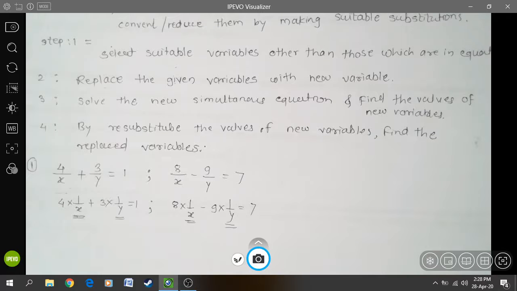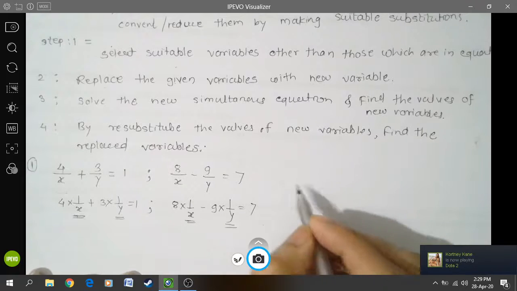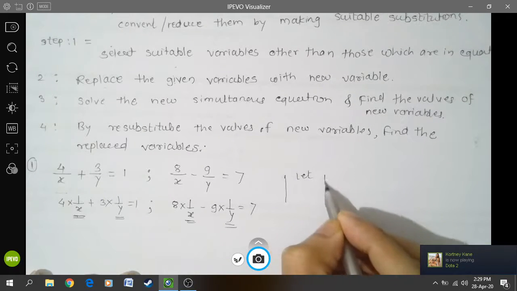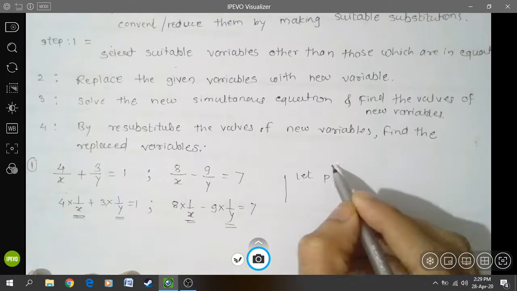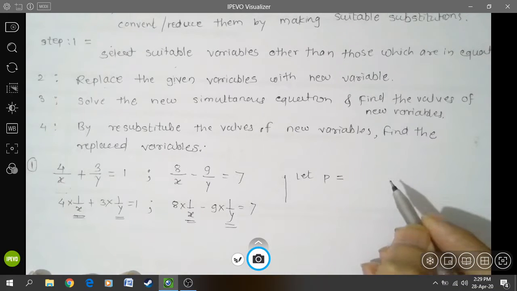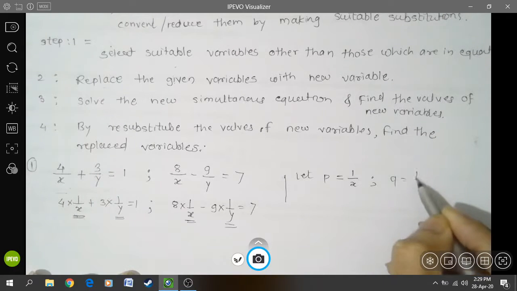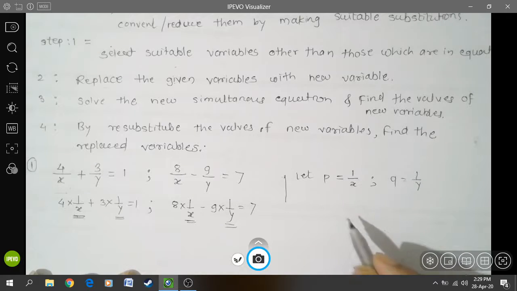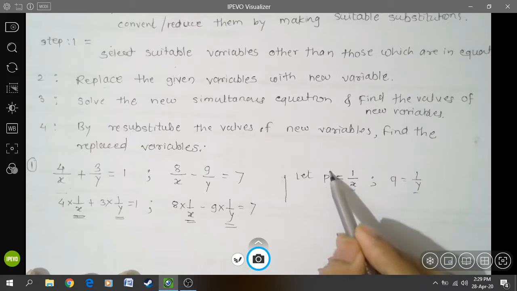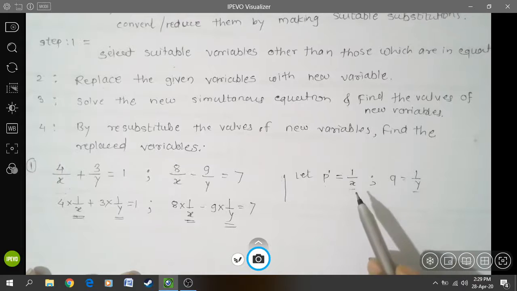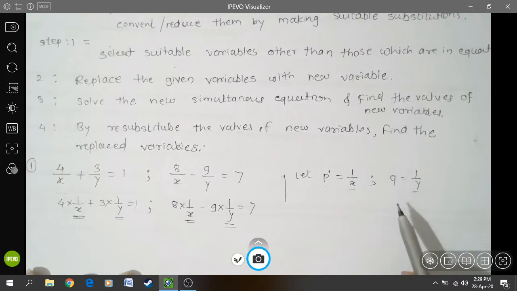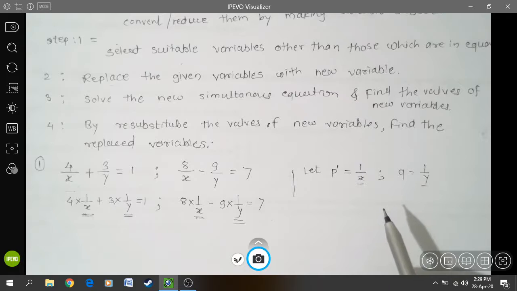What can we replace them with? New variables. Let p, our first new variable, be equal to 1 upon x, and q be equal to 1 upon y. Why are we doing this? Because they are not in linear format, but this is in the linear format. This has a power 1. So we are doing it to make the equation linear.